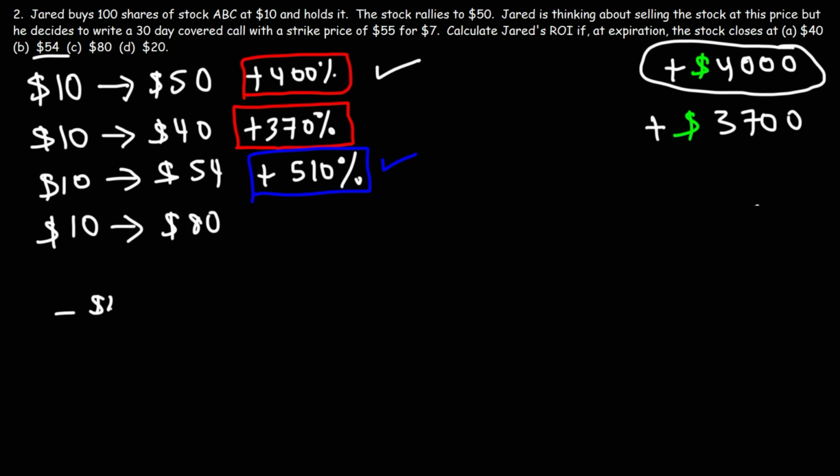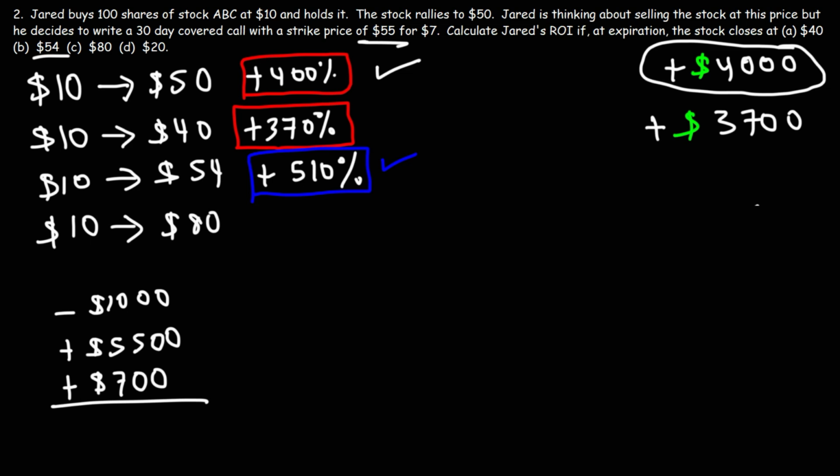So he puts in 1,000, and because the price of the stock closes above the strike price, he can't sell it at 80. He has to sell it at 55. So he's going to receive $5,500 for his shares. And also, he still receives the $700 that he collected for writing the covered call option. So we have negative 1,000 plus 6,200. So his gain is $5,200.